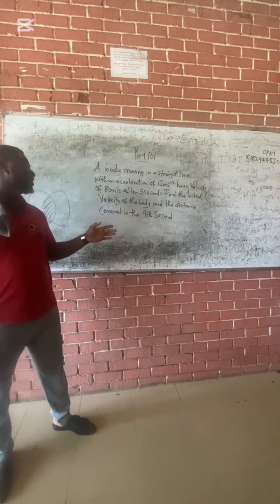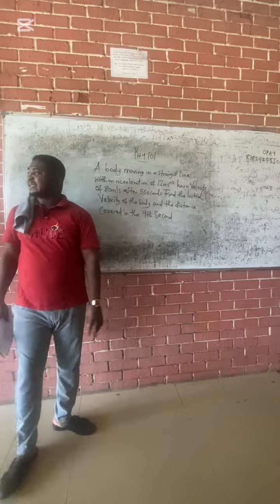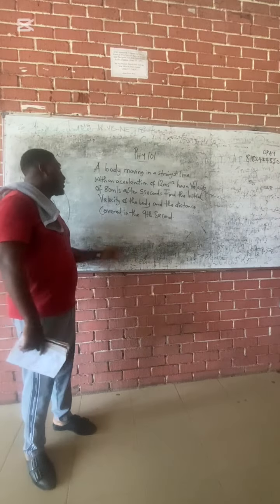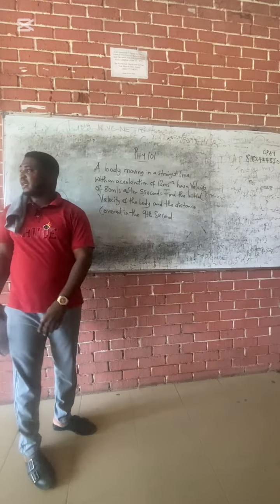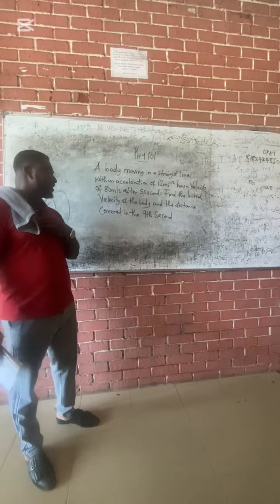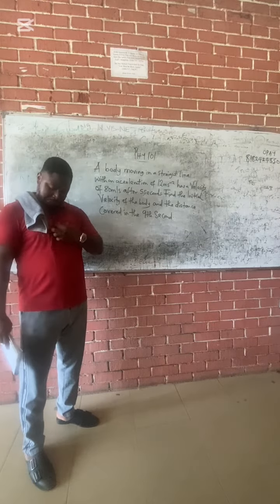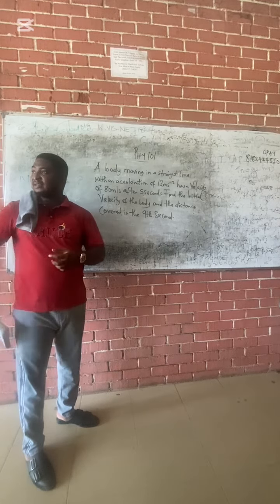A body moving in a straight line with an acceleration of 12 meters per second square has a velocity of 80 meters per second after 5 seconds. Find the initial velocity of the body and the distance covered in the 9th second.